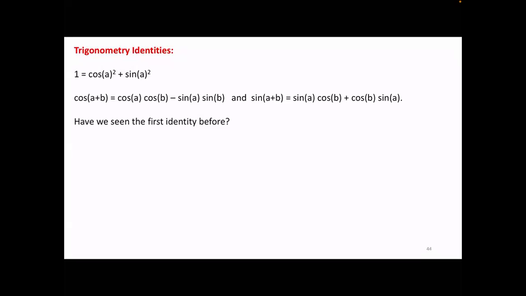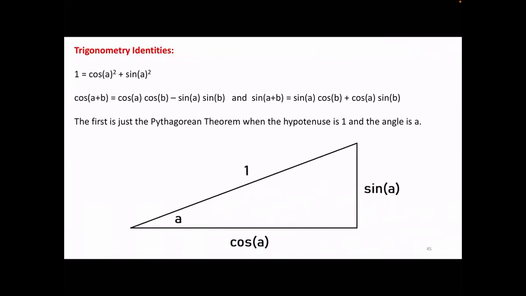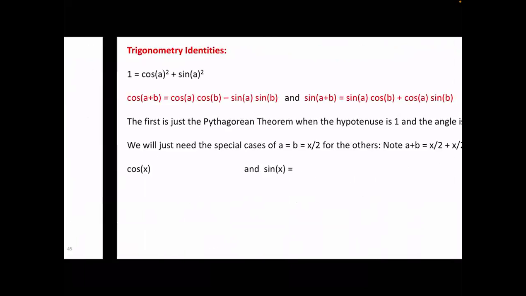So have we seen the first identity before? Does that look familiar to anyone? From the unit circle. Yeah, from the unit circle, it's Pythagoras. If I take a circle of radius 1, then my point on the circle is cosine A comma sine A. And so cosine squared plus sine squared is 1. So the first is just the Pythagorean formula.